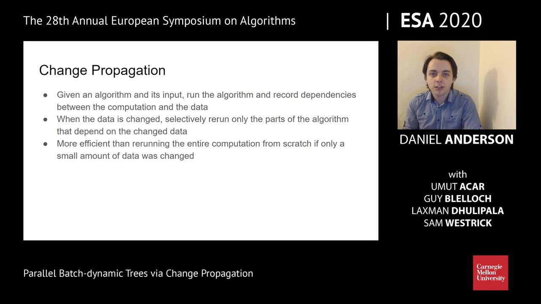When the input data is changed, change propagation can then selectively rerun just the parts of the computation that depend, i.e. who read, values of data that was changed, while parts of the computation that did not read any data that has changed do not need to be rerun. This is much more efficient than just rerunning the entire computation from scratch if only a small amount of data was changed.